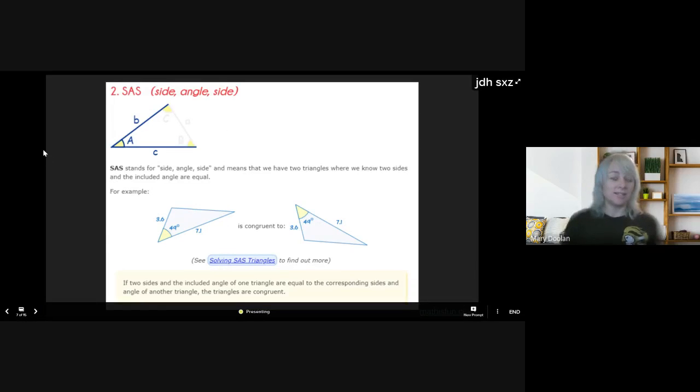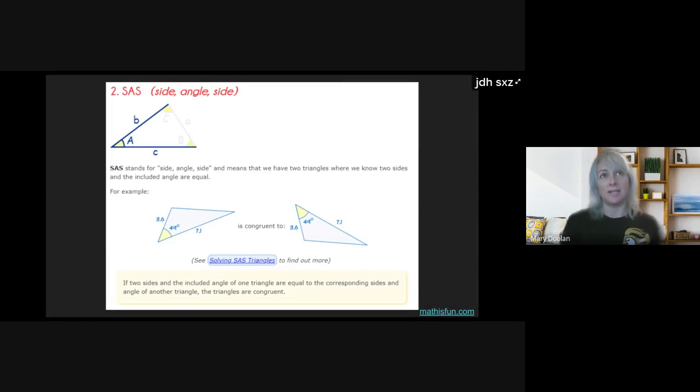Okay, so that is the first theorem we've covered so far. That was on side, side, side. And now your next theorem is side, angle, side. Okay, and so specifically you have to have a side, an angle, and a side. It has to go in that order.